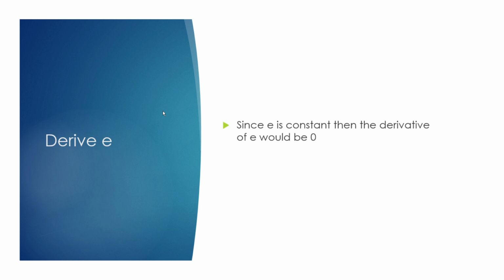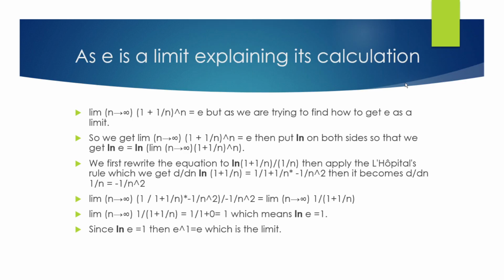Now to derive e. Since e is a constant, the derivative of e would be 0, which is mostly just explained here as the derivative of e equals 0. There's really nothing more about that.